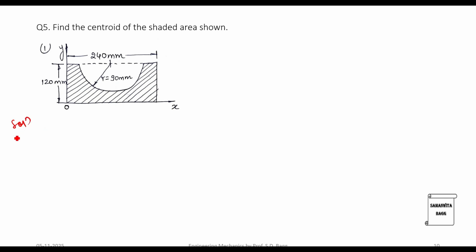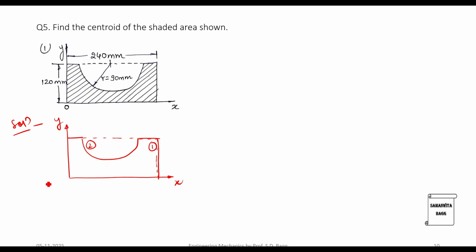So the first thing that we will do is we will first copy this diagram. So here we have the y-axis and the x-axis. This is the outer rectangle shown, and inside there is a semicircle. We have to find centroid of this shaded zone. So I will divide this into an outer rectangle. So this is my first one, and inner semicircle is the second part.